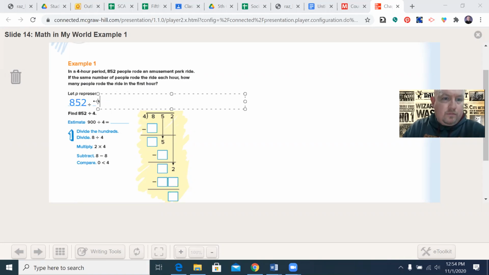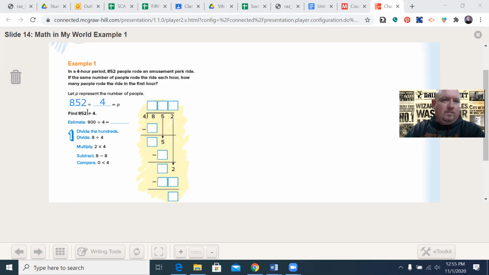By 4. There's 4 hours. And that's going to equal our answer, P for people. We use the term variable when letters stand for numbers. I do advise that you never use I, L, O, T, X, Z, because you may accidentally confuse the person reading your problems.